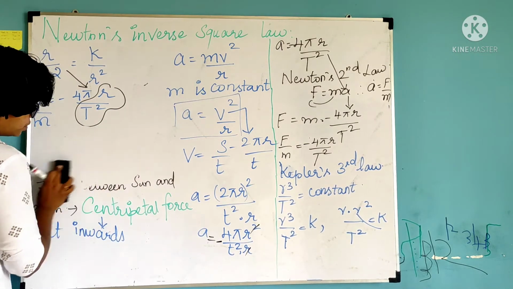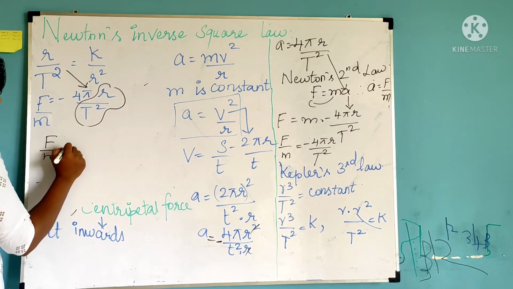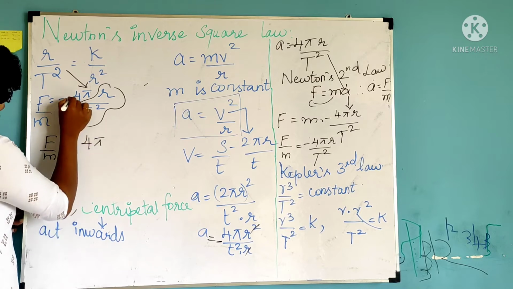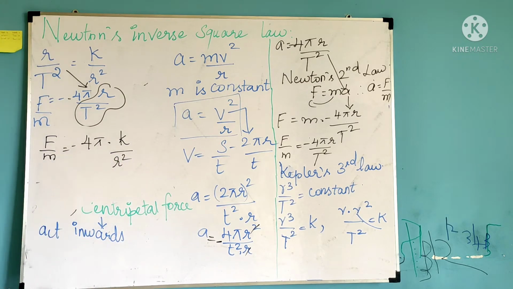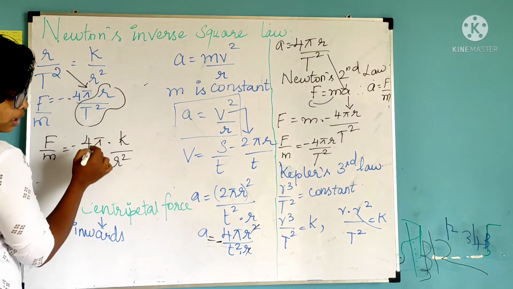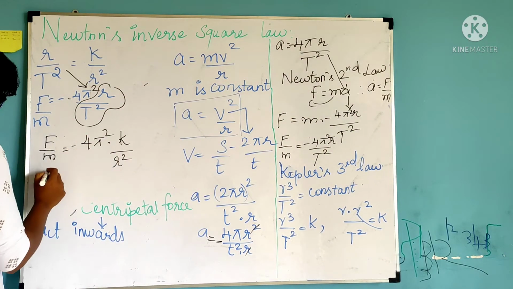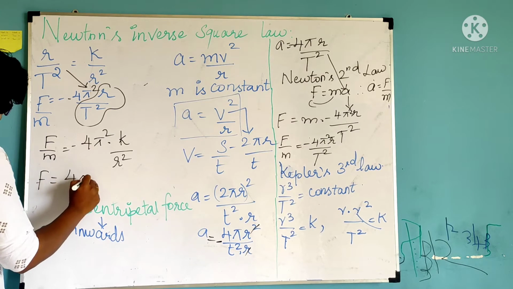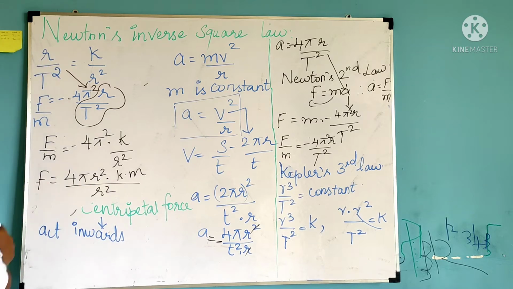So we can substitute that value here instead of this. F by m is equal to minus 4 pi square into k by r square. Clear? And I have to carry over this square as well. So we can keep this F this side: F is equal to minus 4 pi square k m divided by r square.